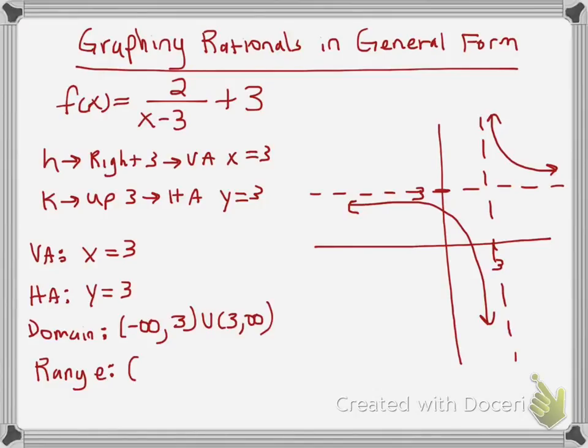Now for my horizontal asymptote, it's the exact same thing. It's a y value that we're not able to obtain. So I'll start with my lowest y value, negative infinity, go up to the y value that we're trying to go towards, which is 3. And then I'll start with that again and go to the top of my range, which is positive infinity.